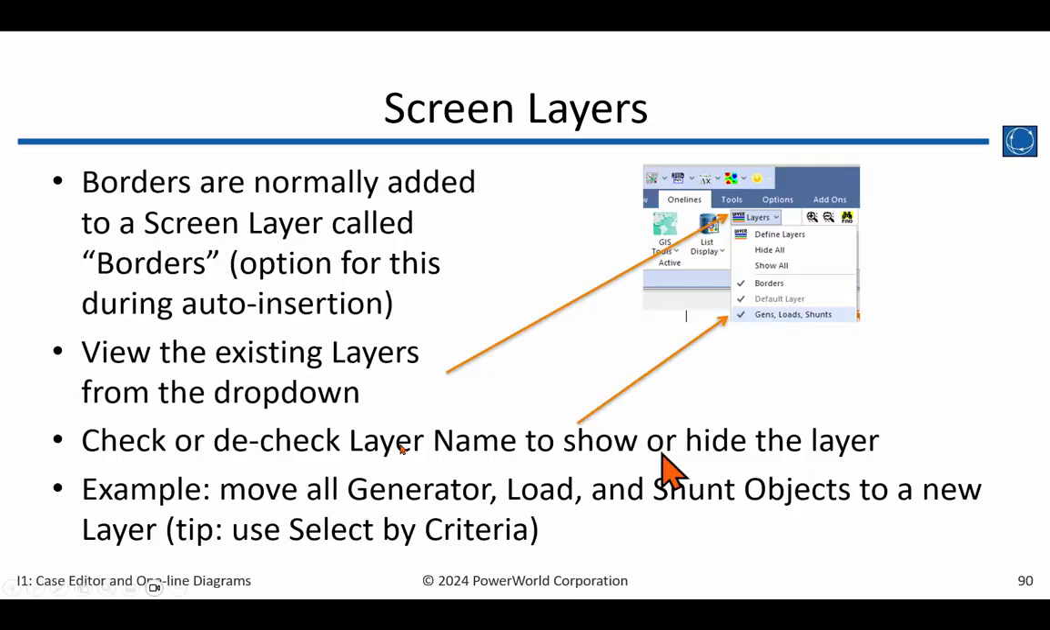And the next slide just explains again that borders are normally added to a screen layer called borders. But when you auto insert the borders, there's a little section in there where you can change the layer if you want to put it on a different layer. It also gives the example here where we have a layer called gens, loads, and shunts. And then you could use select by criteria to grab all of the gens, loads, and shunts and then assign them to that screen layer.